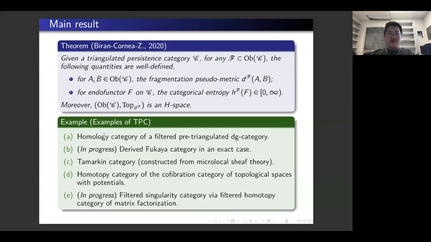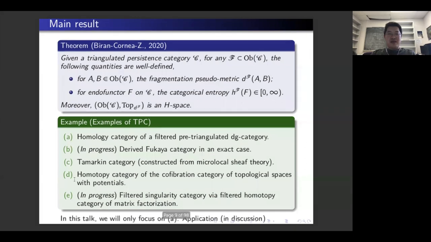I think the most successful one probably is A, the first one. If you ignore the filtered, this is actually a classic algebraic result that any homology category of a pre-triangulated DG category is triangulated. So what we can do is to upgrade this pre-triangulated DG category to a filtered version, and then verify that the homology category of this filtered version is actually a TPC. So this A actually provides a large family of algebraic examples of a TPC. Of course, there are some other examples like B and C come from symplectic geometry, and D comes from algebraic topology, and E has something to do with mirror symmetry and is in progress, of course.